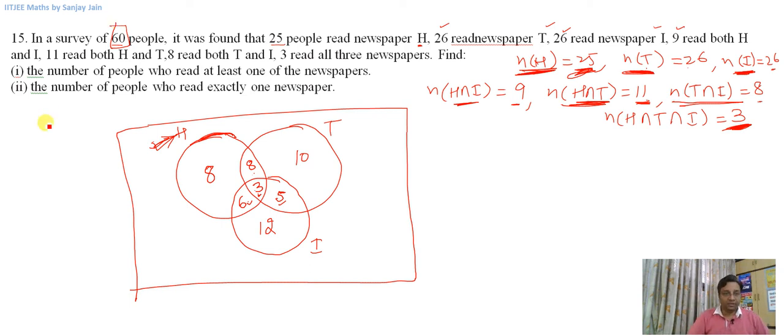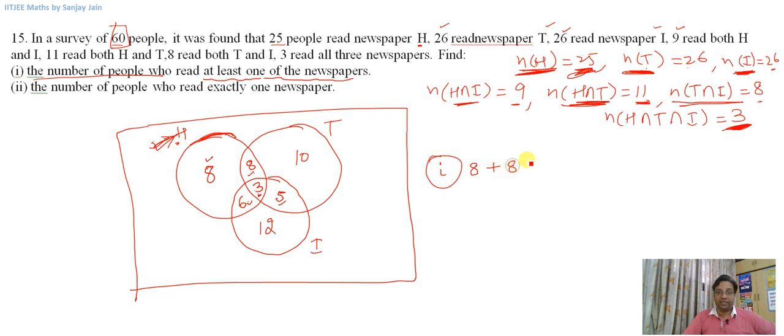But the question I am interested in first is the number of people who read at least one of the newspapers. Everything that is written inside these circles will give me the answer to my first question. For example, these 8 people read only paper H, but these 8 people read H as well as T, right? And these 3 people read all the 3. So what will be my answer to the first question?